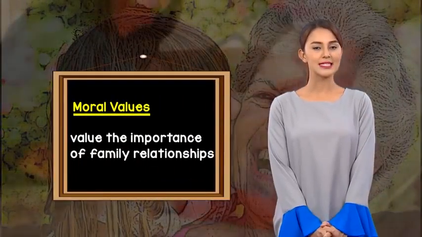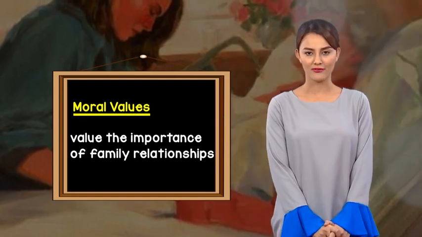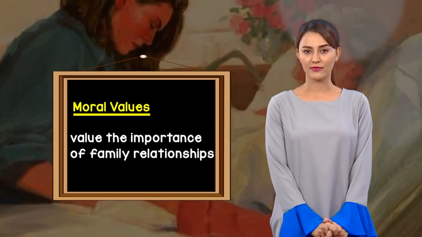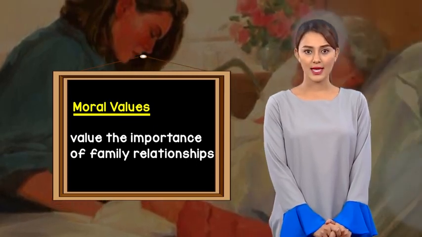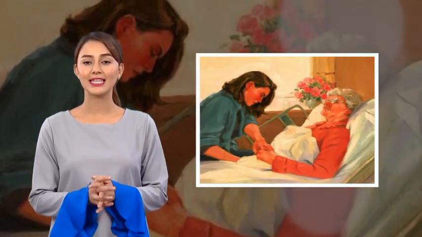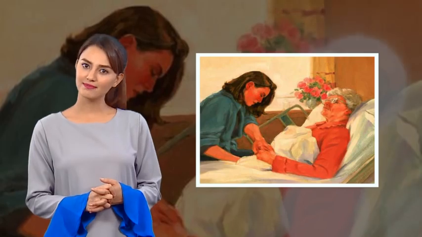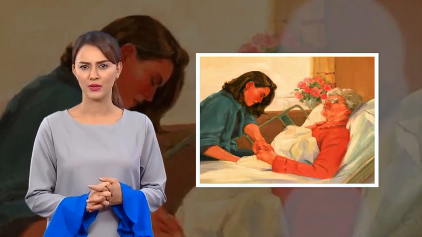The third moral value of this poem is we must value the importance of family relationships. We should always love and take care of our family and loved ones, especially our elders. When they are old and sick, it is our responsibility to take care of them. For this reason, we must look after our family and loved ones, or else we might regret our actions when they are not around anymore.